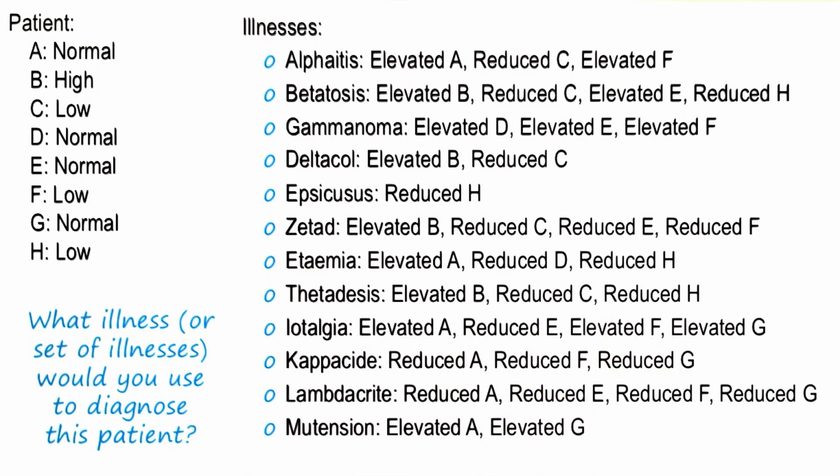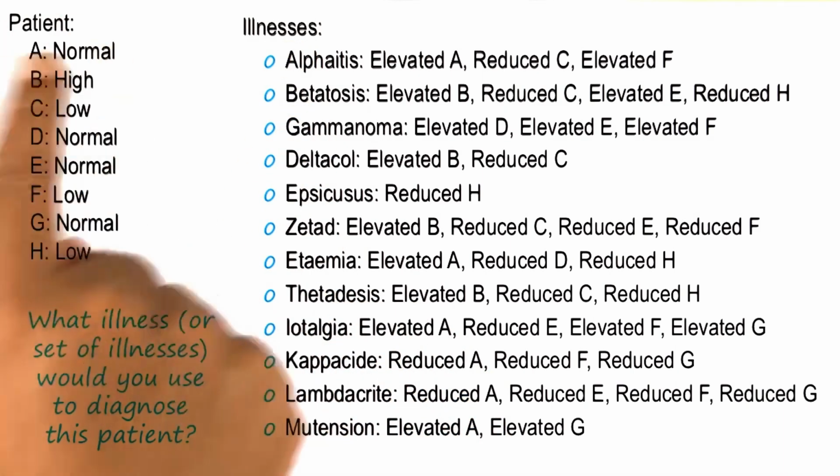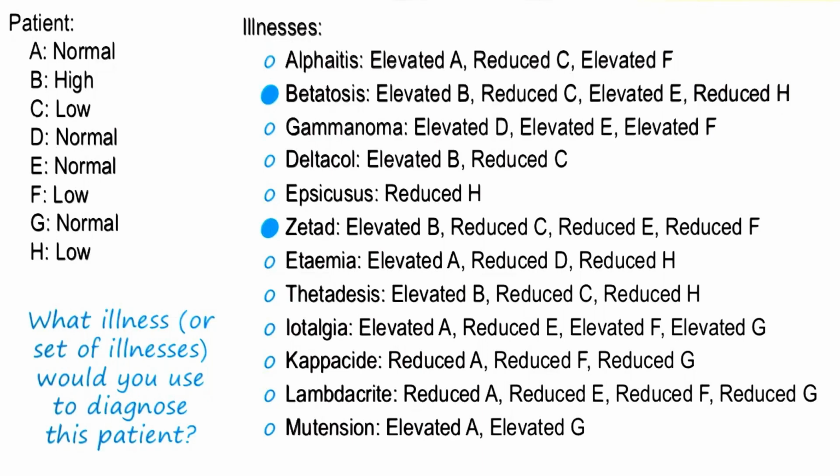Let us do an exercise together. The data in this particular exercise is a little bit more complicated than in the previous one. On the right-hand side are shown a set of diseases. What disease or subset of these diseases best explains the available data? What answer did you give, David?